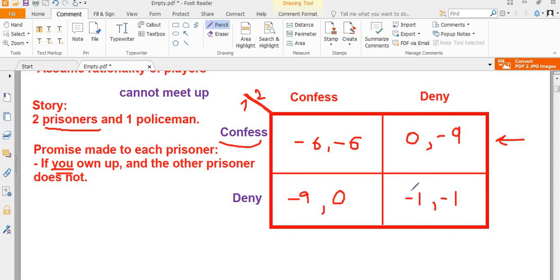So it's a -1. Now what happens is, how does a prisoner decide what to do? They have two decisions, confess and deny, but they don't know what the other person does. If I confess, should the other person deny? Should the other person confess? That is what we'll be trying to figure out. And essentially this problem is called the prisoner's dilemma.